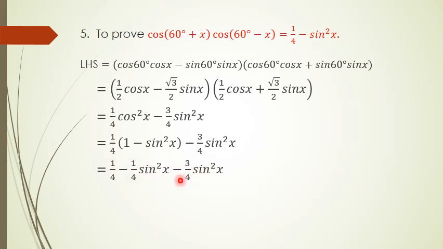And these are like terms. They are terms in sine squared x, and they have a common denominator, so you can add the numerators. So that's our 1/4 here, and here is minus 1 minus 3, which gives us minus 4. Minus 4 over 4 is minus 1 here. So that's 1/4 minus sine squared x, which is equal to the right hand side.